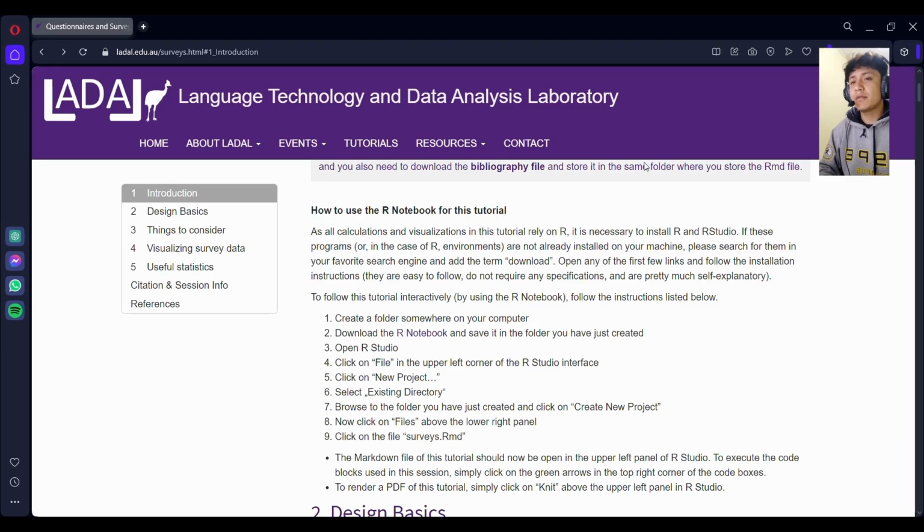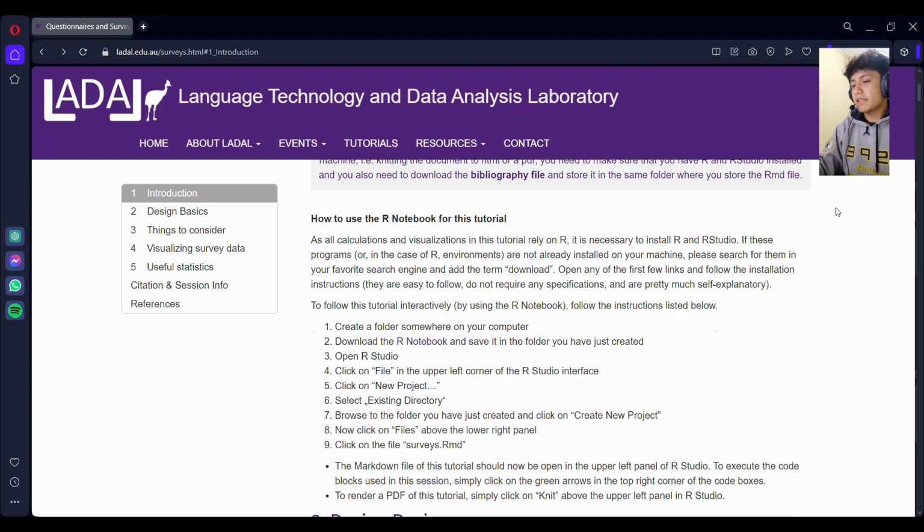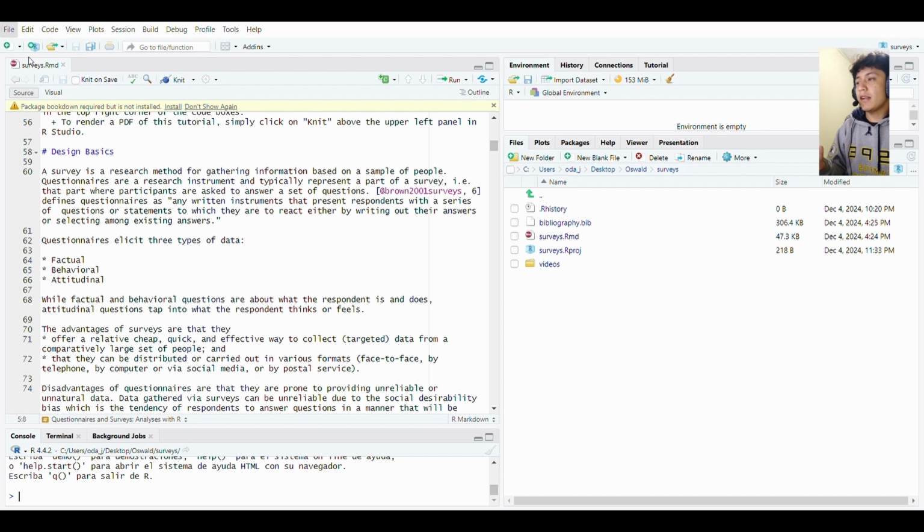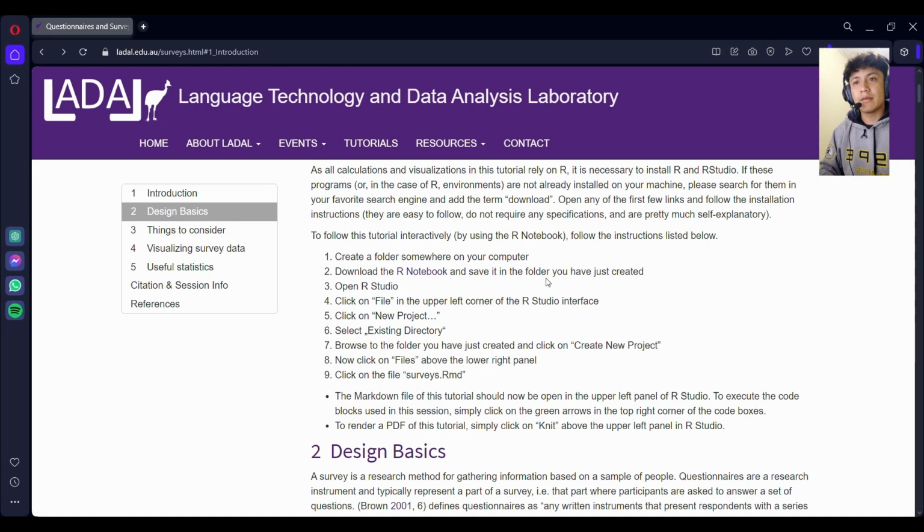First thing that we have to do is to install the tools that we're going to use in this tutorial. We have to install R and RStudio. Here on this website we have these two files that we're going to use, and the steps are basically to download the two files, put them in the same folder, create a new file, open it, and you have to press here surveys, and you have here the code. This is the code that we're going to use for the tutorial.